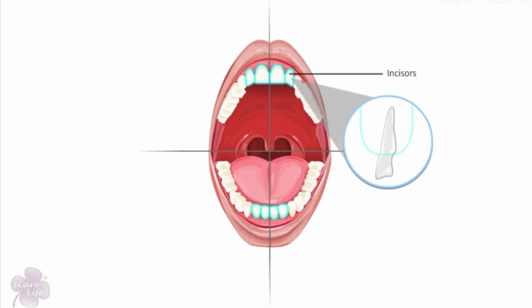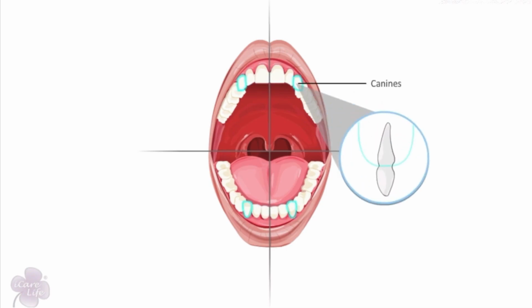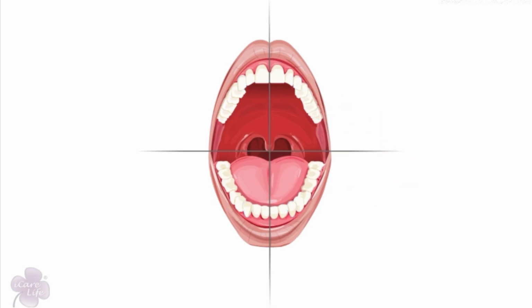The incisors have a thin, flat surface and are mostly used for biting and cutting food. The canines have a pointed tip and are used for tearing and ripping food. Both premolars and molars have a broad, flat surface and are bigger and stronger than other teeth. Molars are bigger in size than premolars. Both these types of teeth are used for chewing, crushing, and grinding food.